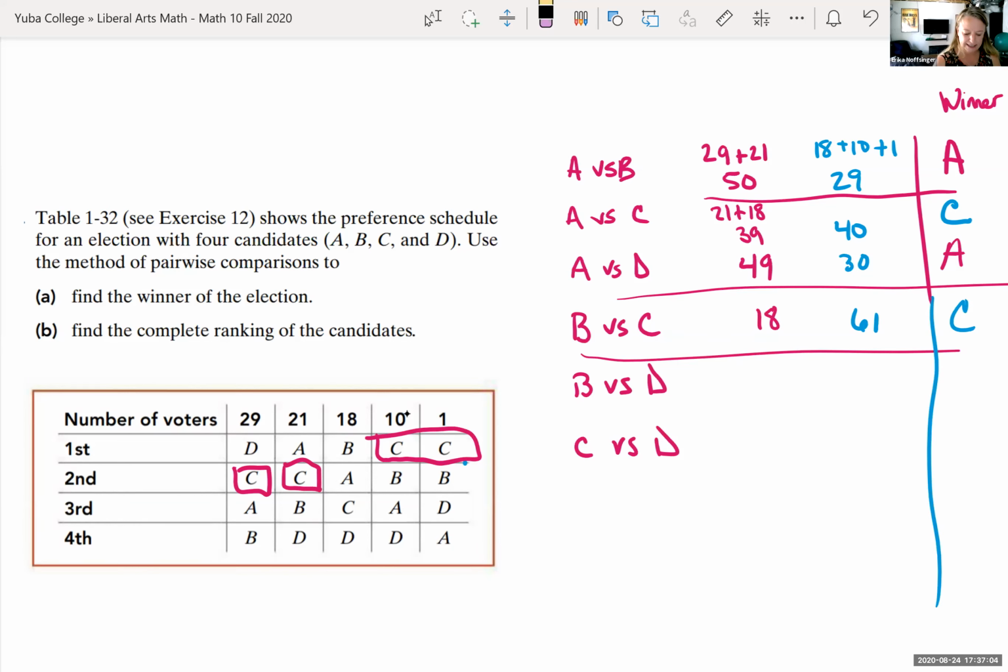So B versus D. Okay, so B versus D. D is the winner. B is the winner. B is the winner. B is the winner. B is the winner. So D is only the winner 29 times, which means that B is the winner 50 times. And so I could see that B is the winner with that pairwise.